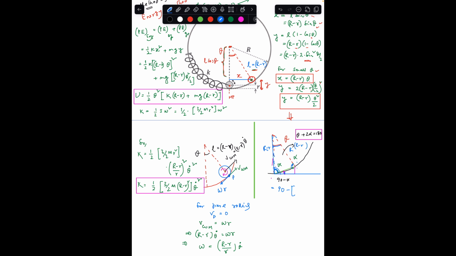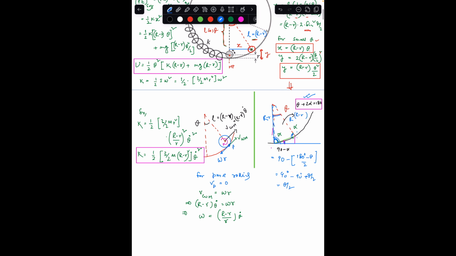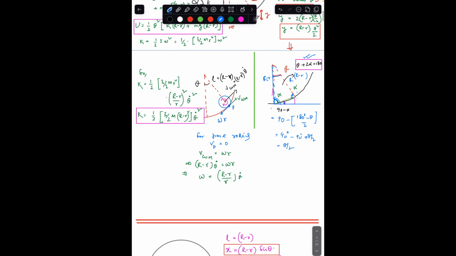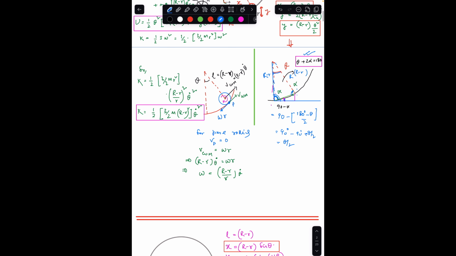90 minus, if I substitute alpha from here, that's going to be (180 degrees minus theta) divided by 2. So it is going to be 90 degrees minus 90 degrees plus theta by 2. So the angle is going to become theta by 2. The moment you have this angle theta by 2, things become very easy after this, because then you have a right angle triangle like this. Please focus here. We're talking about this one. This is how much? Theta by 2.